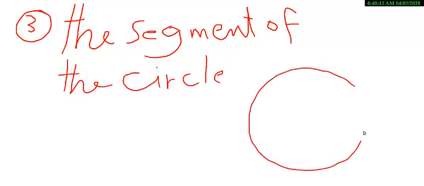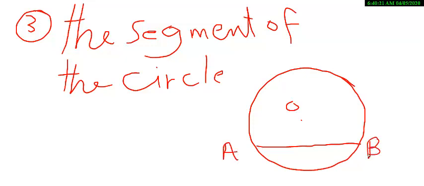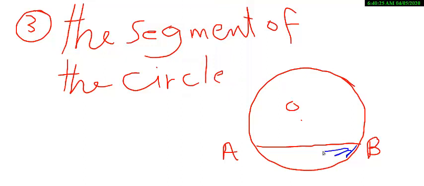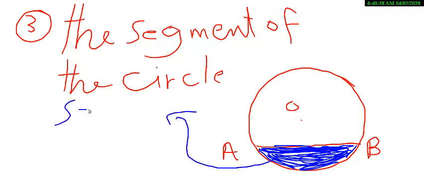Assume that we have a circle with center O, and I have a chord called chord AB. I'm going to highlight the area here. This blue area stands for what we call the segment of the circle. This is the segment which we need to identify.